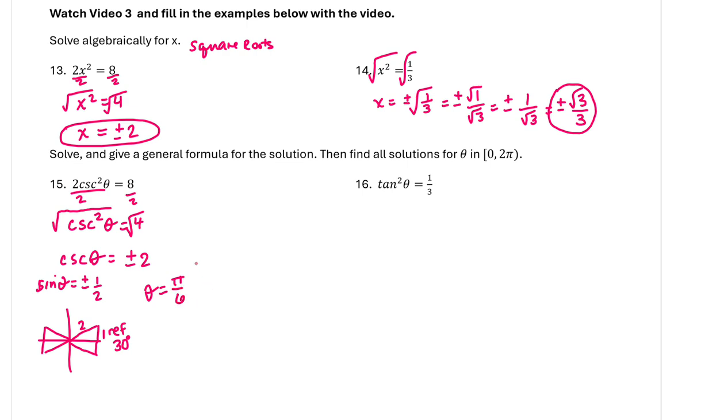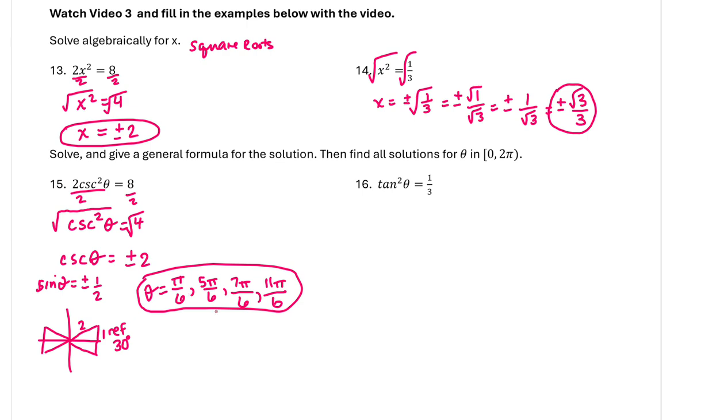And then I could just list all 4 for the solutions in 0 to 2 pi. So that's pi over 6, 5 pi over 6, 7 pi over 6, and 1 back from 12, 11 pi over 6. So those are my 4 solutions in 0 to 2 pi.